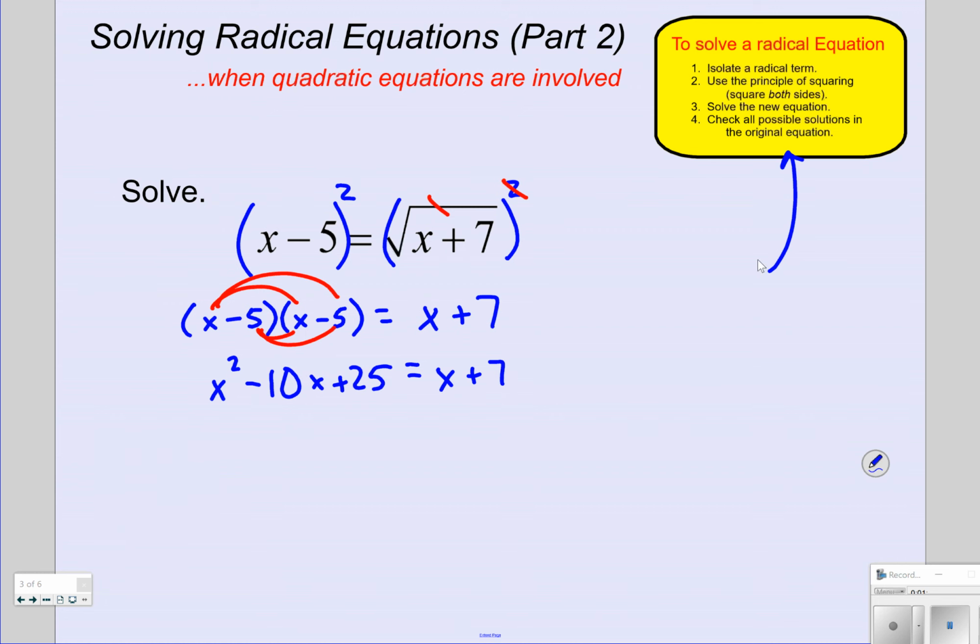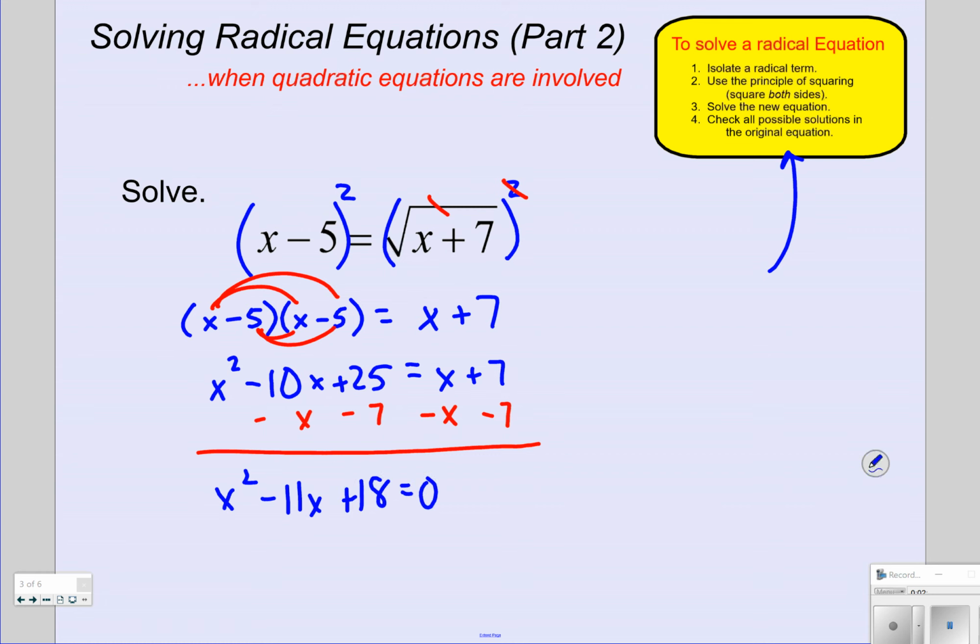We want to set this equal to 0. So I'll subtract x from both sides, and I'll simultaneously subtract 7 just to save a step. And when I do this, I'm left with x squared minus 11x plus 18, and that equals 0. And so if we remember our steps for how to solve a quadratic equation, we can either factor or use completing the square or use the quadratic equation. But I can see that this trinomial can be factored pretty easily.